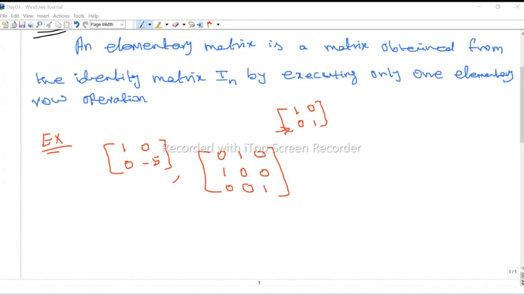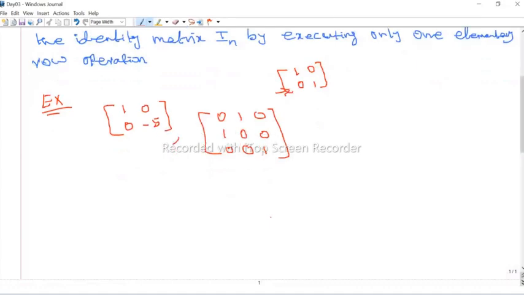Now we will discuss the third kind. That means we multiply a row by a scalar and then add it to another row. We will get some matrix. For example, if you take 1 0 3, 0 1 0, 0 0 1, this is an elementary matrix.